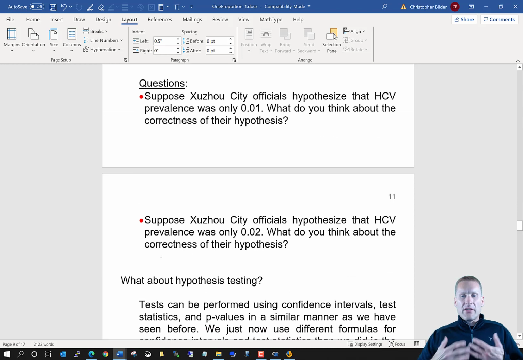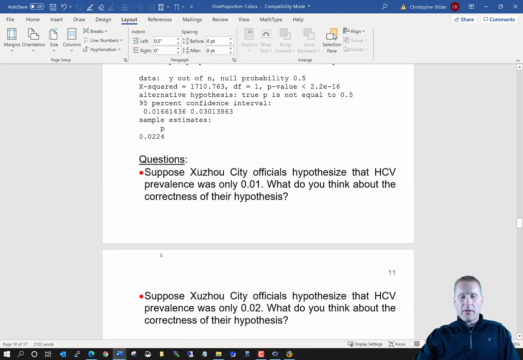So suppose that these city officials hypothesized that HCV prevalence was only about 1%. What do you think about the correctness of their hypothesis? Well, we can see that 1% is below that confidence interval. So in a non-formal way to do a hypothesis test here, we would say, hey, look, the confidence interval is all above 0.01. So I don't think that these city officials know what they're talking about. There's definitely evidence from this sample to say that the disease prevalence is higher.